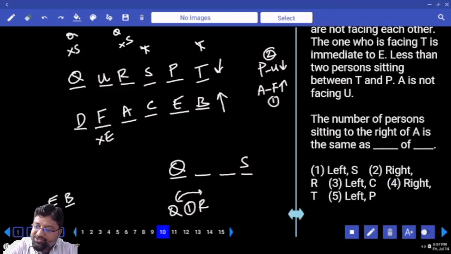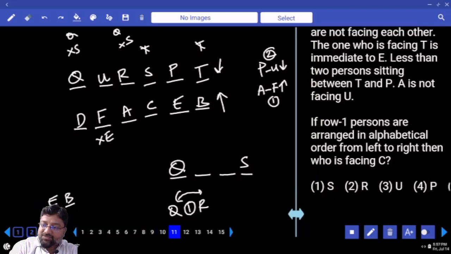3. Is it the same as left of S? Left of S there are only 2 people because S is facing south. Right of R there are only 2 people because R is facing south. Left of C, yes, absolutely yes. If row 1 persons are arranged in alphabetical order from left to right, then who is facing C? Row 1 are sitting in alphabetical order from left to right. For row 1, this is left. A, B, C. Who is facing C? R.